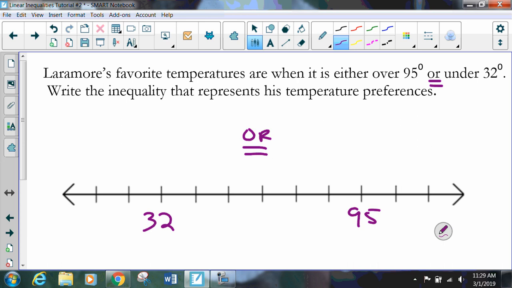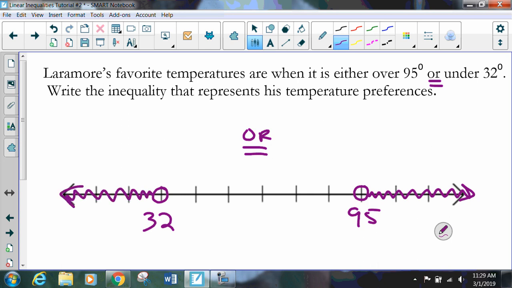All right, so he likes it when it's over 95. Okay, does he like it when it's exactly 95? Nope. So we have to have an open circle here, and he likes it when it's over 95, which makes it easy to know we are shading to the right. All right, let's look at 32. He likes it when it's under 32 degrees. Does he like it exactly when it's 32 degrees? I think not. So that is an open circle, and under 32 is shading this way.